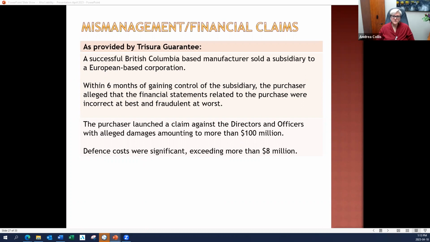This is confusing to me a little bit, because with something this size, there would have been all sorts of professionals involved already. There would have been lawyers on both sides, there would have been accountants on both sides, there would have been due diligence for something this size. And yet, this was a massive, massive claim.